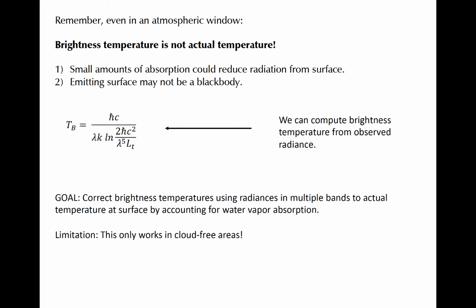The atmosphere above may absorb small amounts of radiation emitted by the surface, even in atmospheric windows that are not perfectly transparent, or 2. The surface is not a black body.